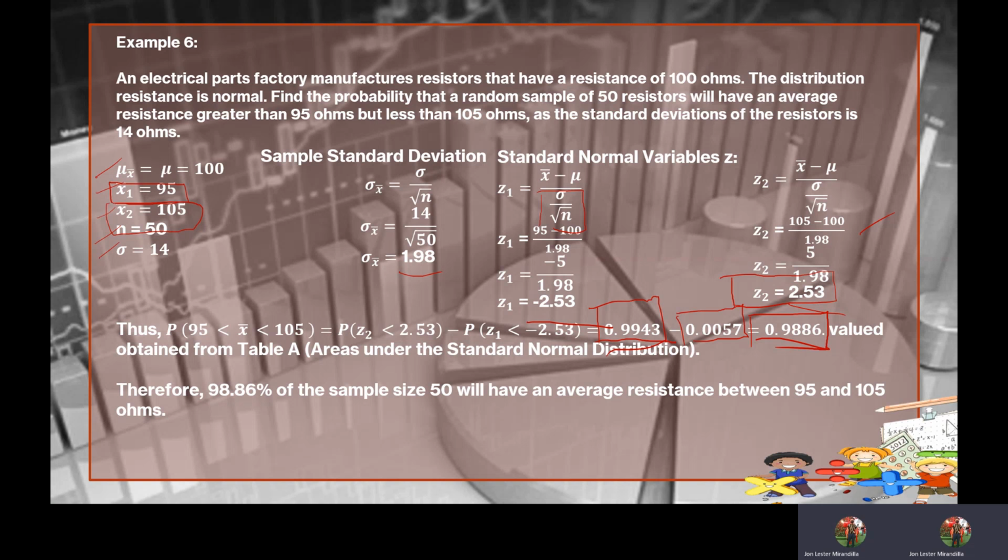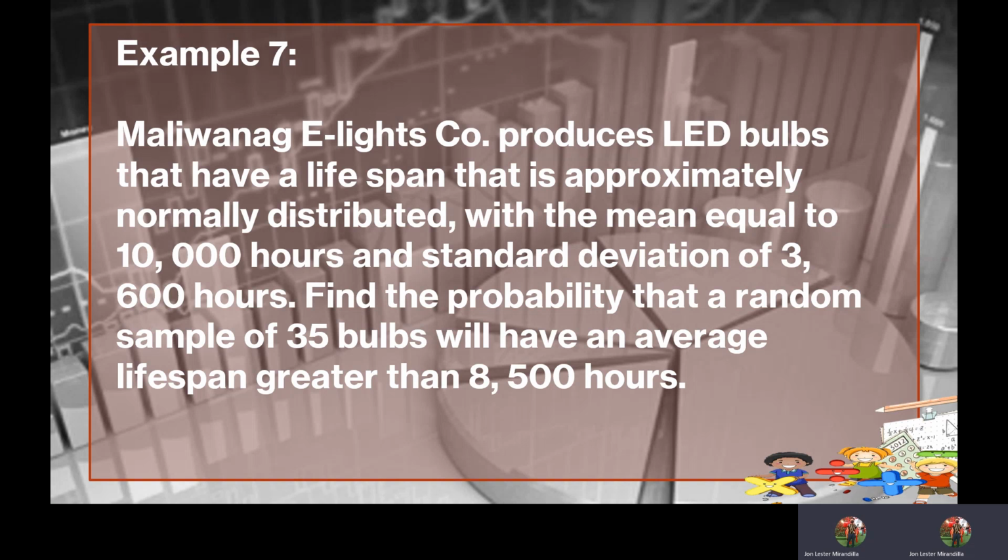Okay, next tayo sa example number 7 kung saan ito yung situation. E-Lights Corporated produces LED bulbs that have a lifespan that is approximately normally distributed with the mean equal to 10,000 hours, and standard deviation of 3,600 hours. Ngayon, pinapahanap niya yung probability that a random sample of 35 bulbs will have an average lifespan greater than 8,500.